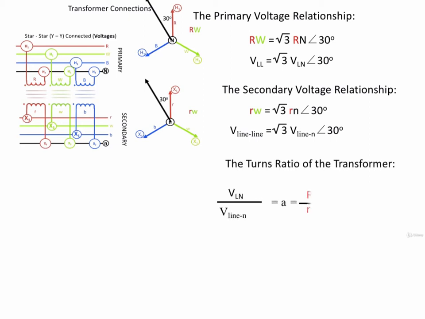The turns ratio of this transformer is given by the phase-to-neutral primary over the phase-to-neutral secondary voltages. Because of the phase relationship, the line-to-neutral voltages can be written in terms of the line-to-line voltage, which, as you can see, can also describe the turns ratio.